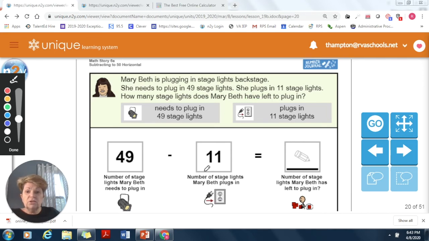So how do we do this? How do we begin to solve this problem when it's going across instead of up and down? So let's see if we can write it up and down, and we'll see if our pen stays. 49 minus what? 11. Oh, it went away. Let's see if we can get it to stay.